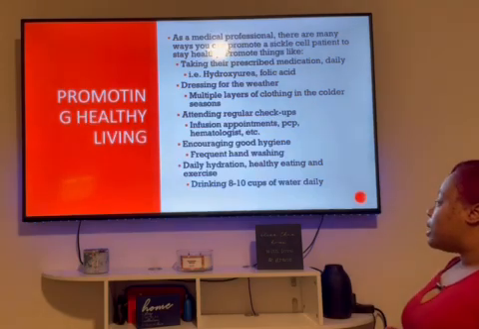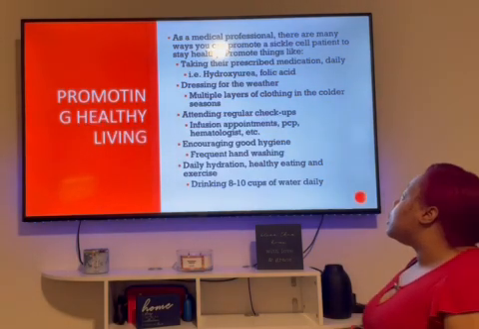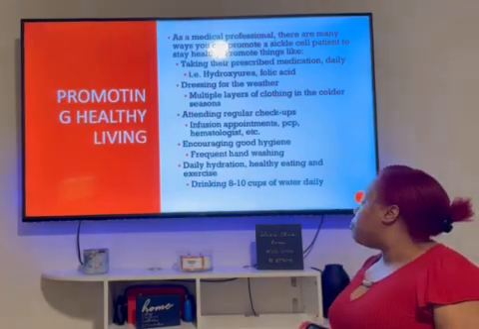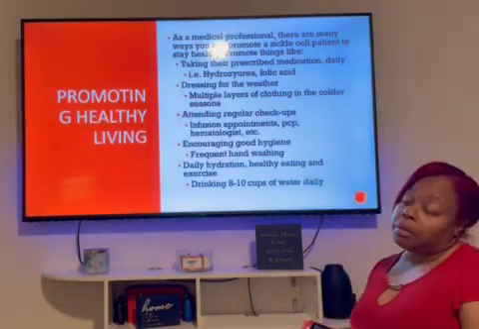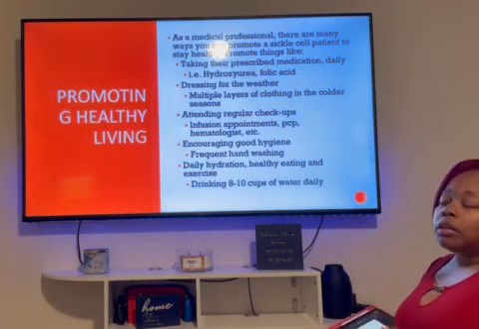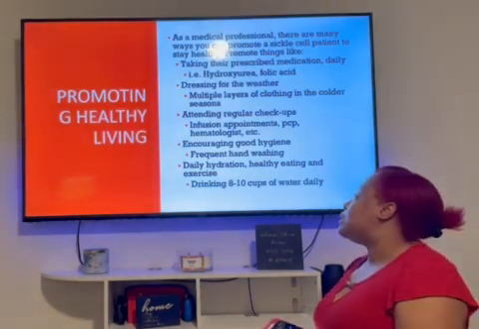Dressing for the weather, as I stated before, multiple layers of clothing in the colder season is permissible. They need to be able to cover up in the winter, to avoid crisis.